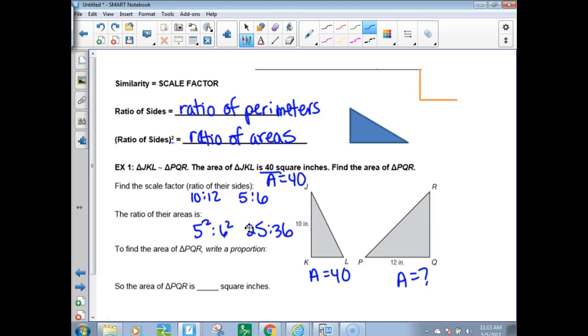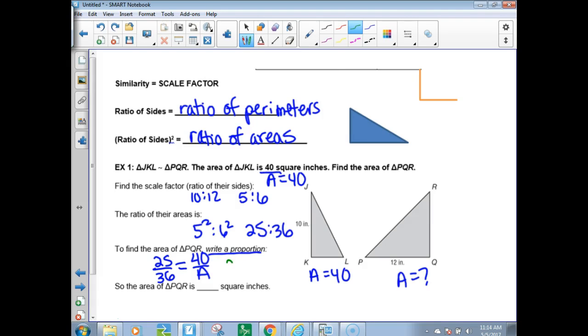Now I will use my ratio of the areas to find the area of the missing figure. So we're going to write a proportion. 25 over 36 equals, okay, now look at your figures. I have area 40 for the first one. Is it larger or smaller than the second figure? The first one's smaller than the second. So I'm going to put the 40 in correspondence with the smaller number, so it's going to go on top. And the A we're going to find goes on the bottom. That is our proportion.